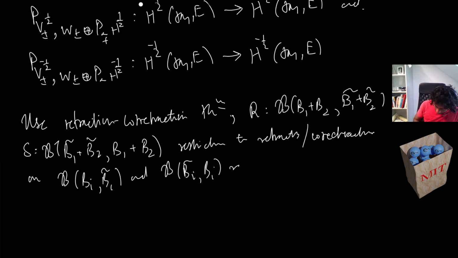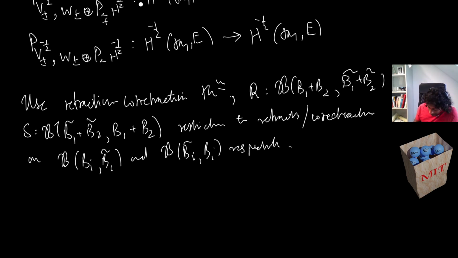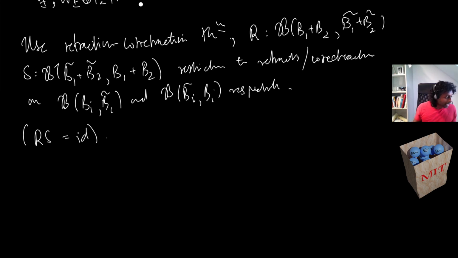So recall that what it meant for it to be a retraction was that RS is the identity, right? That's what it meant for it to be a retraction and co-retraction. Okay, we don't need to use this so much because we're dealing with projectors.